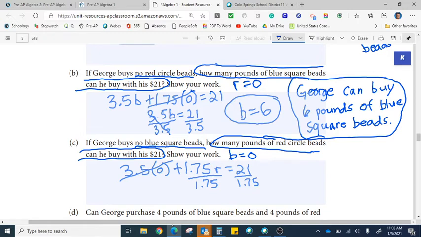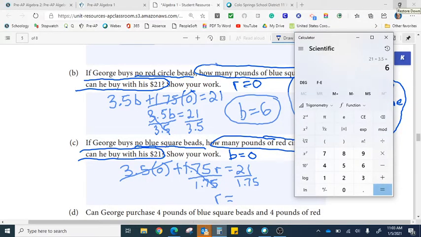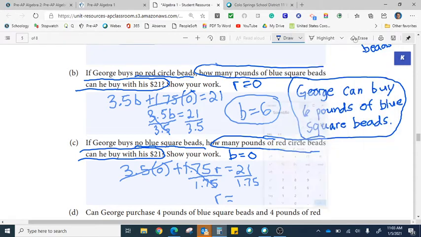How many times does 2 go into 20? Goes in there 10 times, so it's got to be a little bit more than 10, right? Okay, so R is going to equal, if we make this 21 divided by 1.75, it's 12.